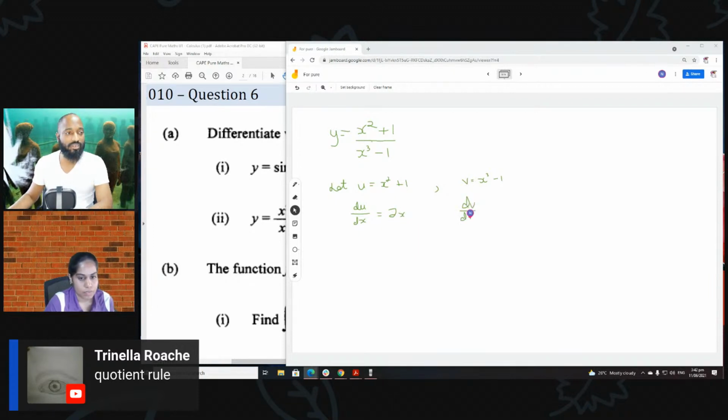For dv/dx, bring down the power: x cubed gives 3x squared, since 3 minus 1 gives 2, and the minus 1 goes away. So you have u, v, du/dx and dv/dx. Stating the quotient rule, dy/dx is equal to v du/dx minus u dv/dx, all over v squared, and then you substitute accordingly.